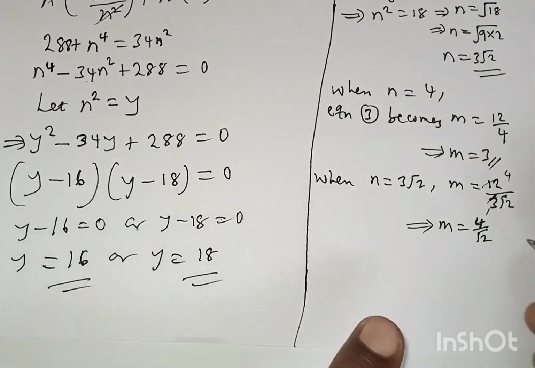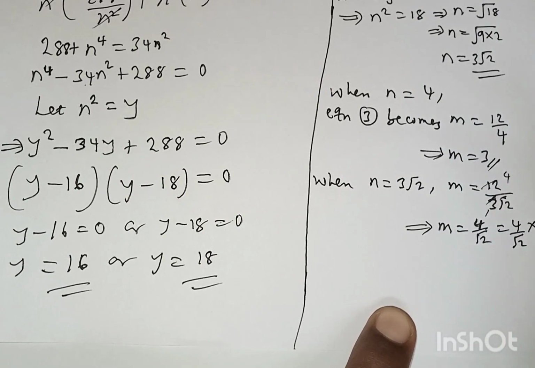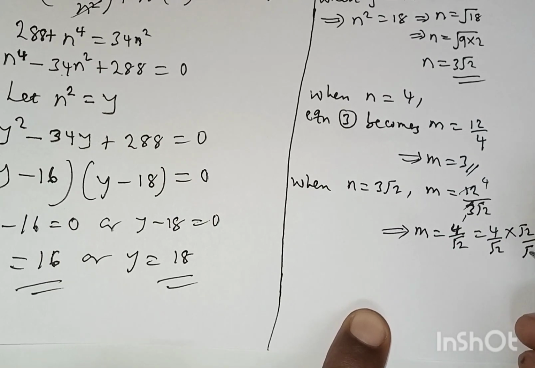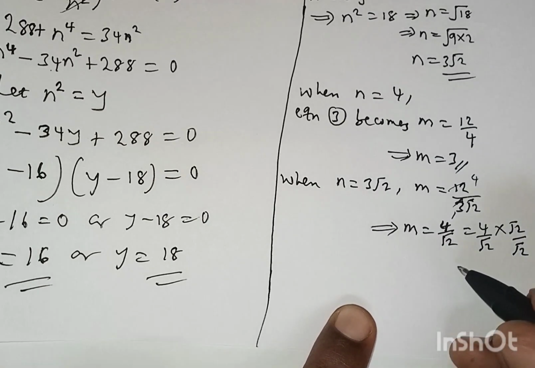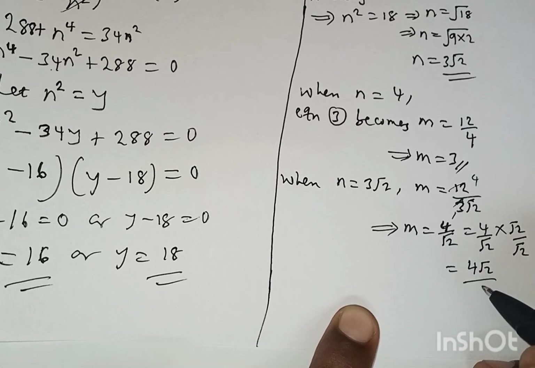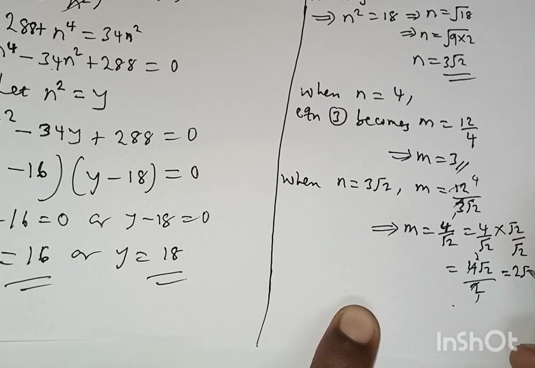And you conjugate this one, you are going to have 4 over root 2 times root 2 over root 2. So this is the same thing as 4 root 2, because 4 times root 2 is 4 root 2, divided by root 2 times root 2 will give you 2. And this is the same thing as 2 here 1, 2 here 2. And this is the same thing as 2 root 2.